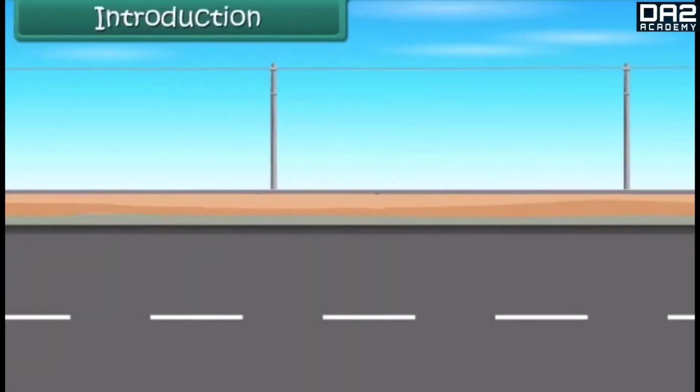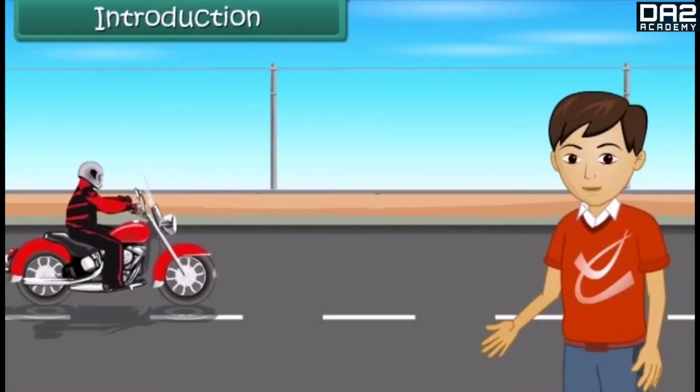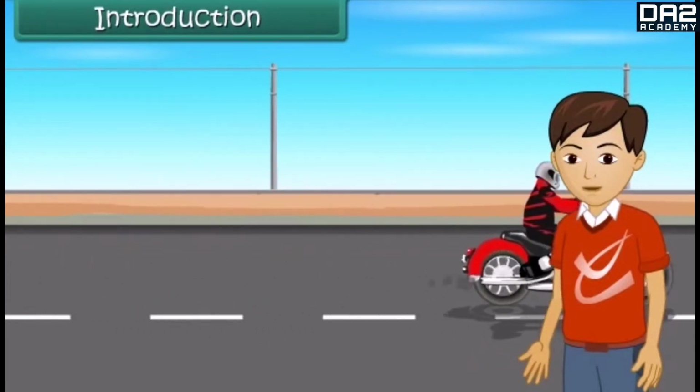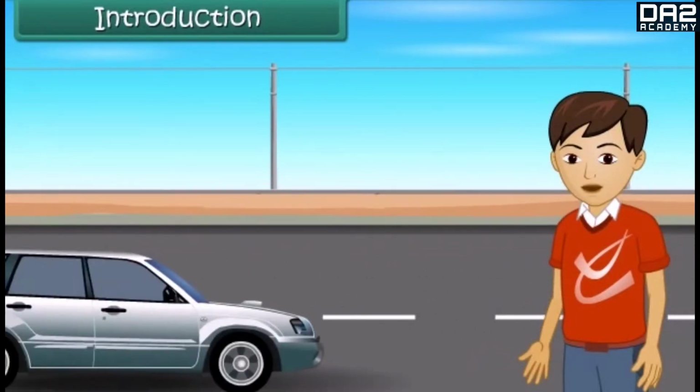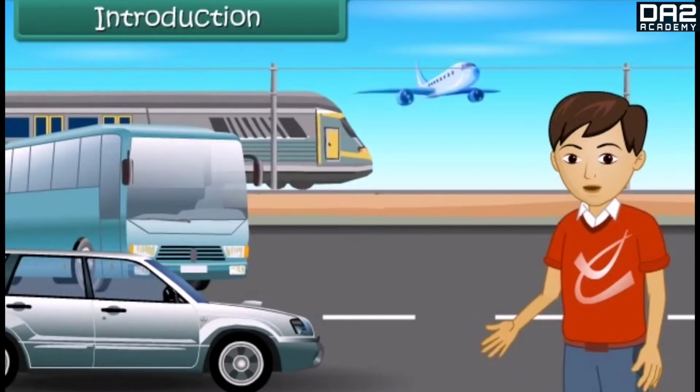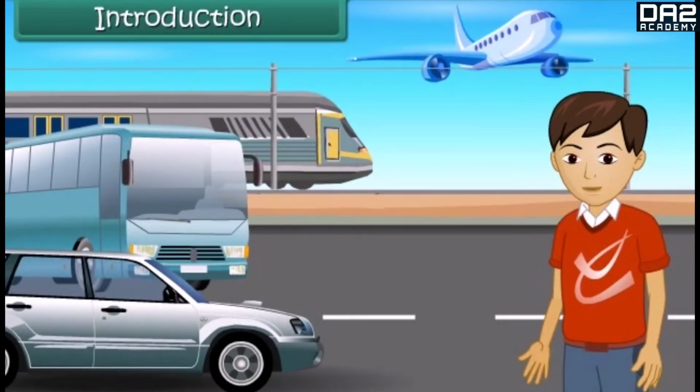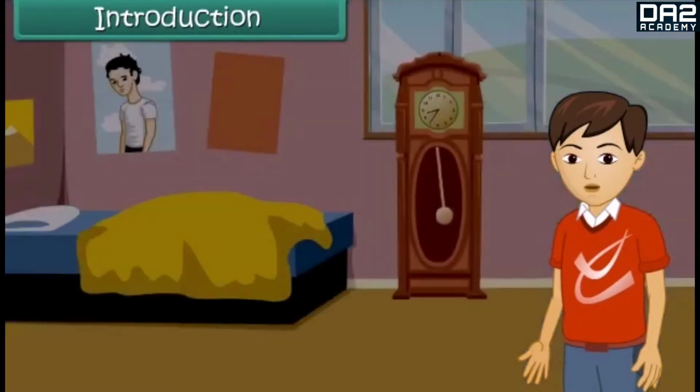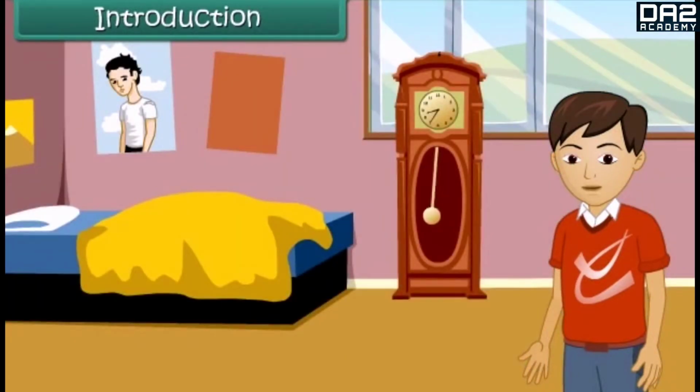Introduction. When an object changes its position with time, it is said to be in motion. Cars, buses, trains, aeroplanes, etc. are the objects that first come to our mind when we talk about motion. However, yet another object has motion.